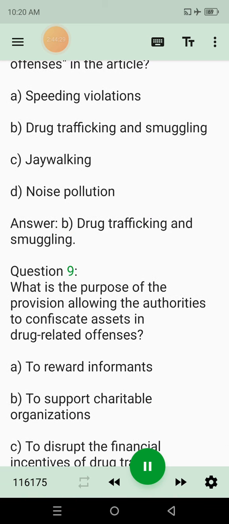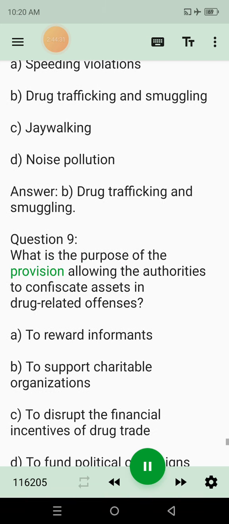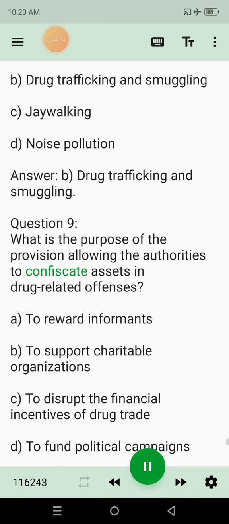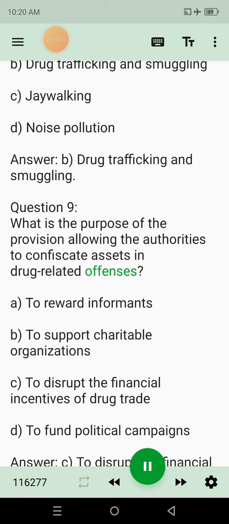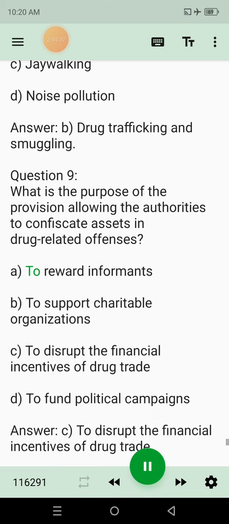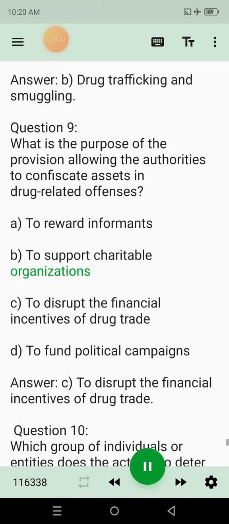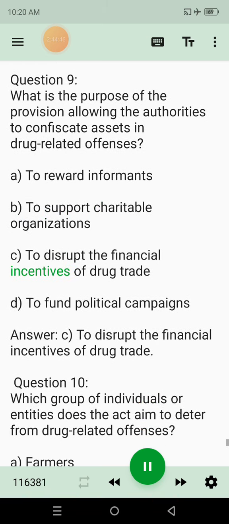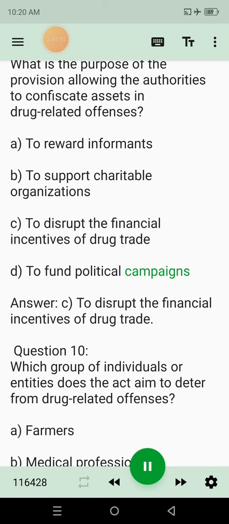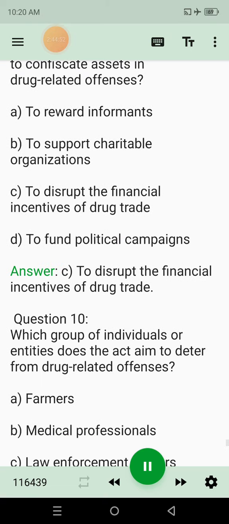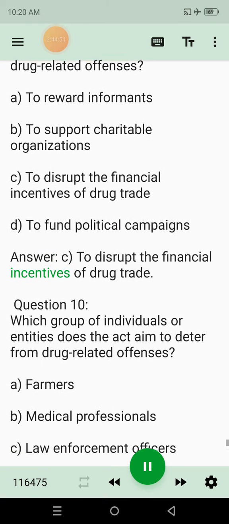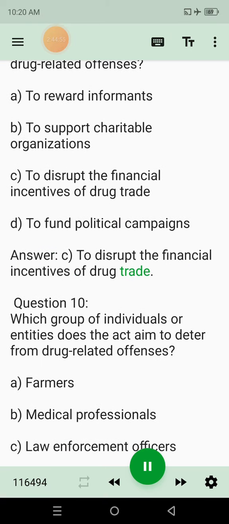Question 9. What is the purpose of the provision allowing the authorities to confiscate assets in drug-related offenses? A. To reward informants. B. To support charitable organizations. C. To disrupt the financial incentives of drug trade. D. To fund political campaigns. Answer. C. To disrupt the financial incentives of drug trade.